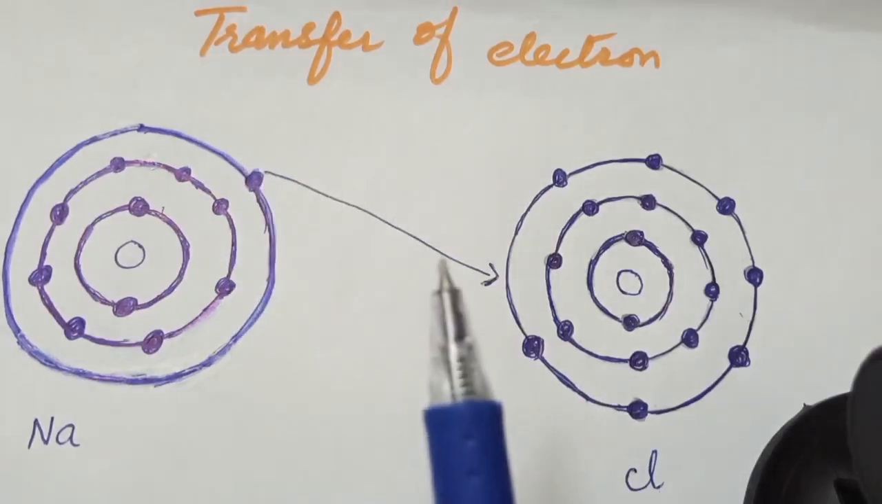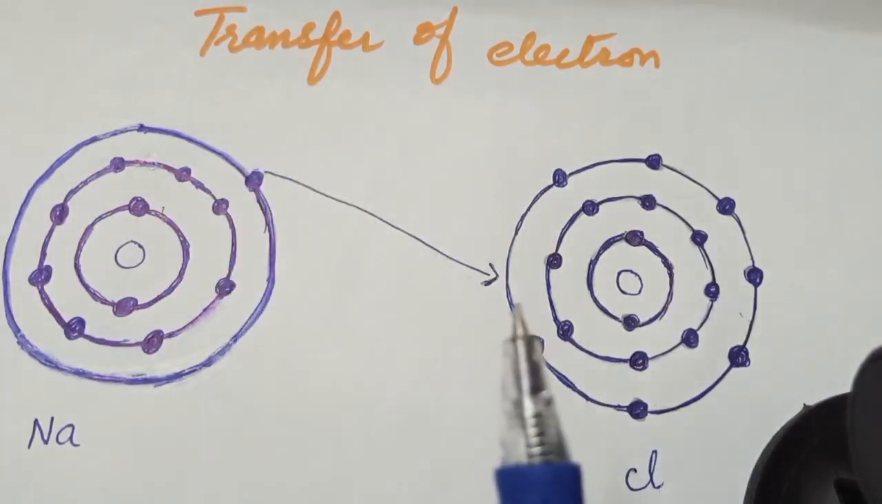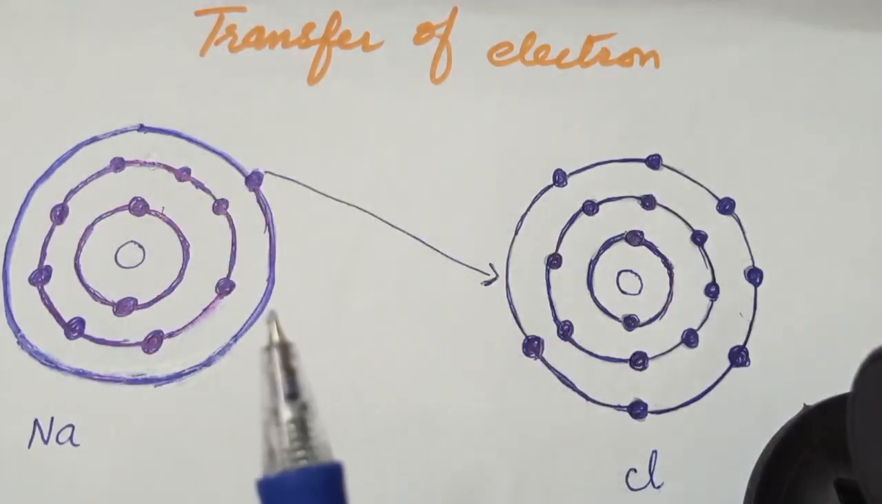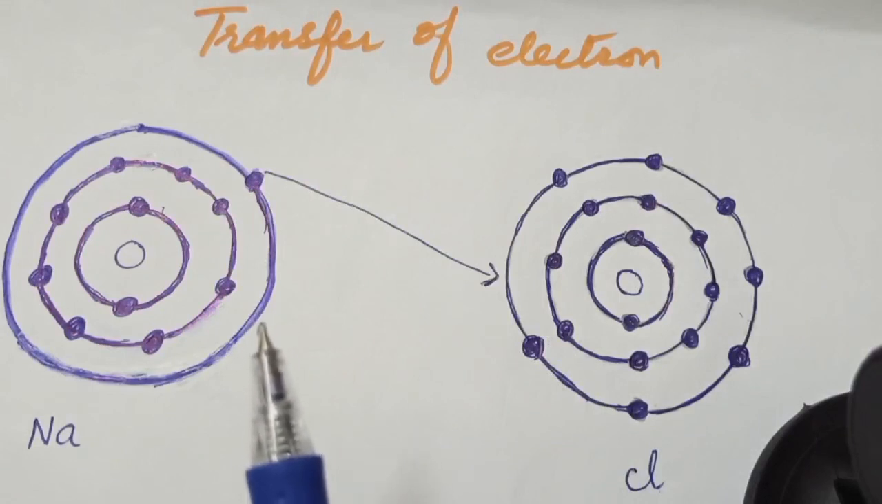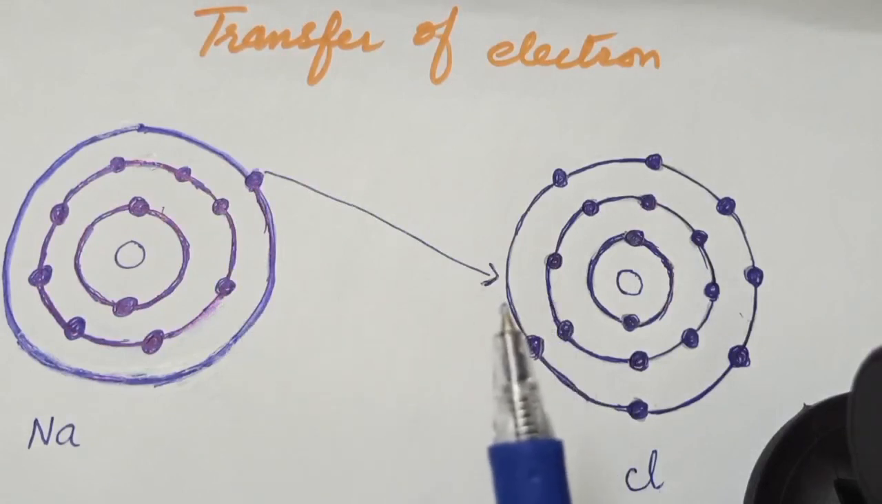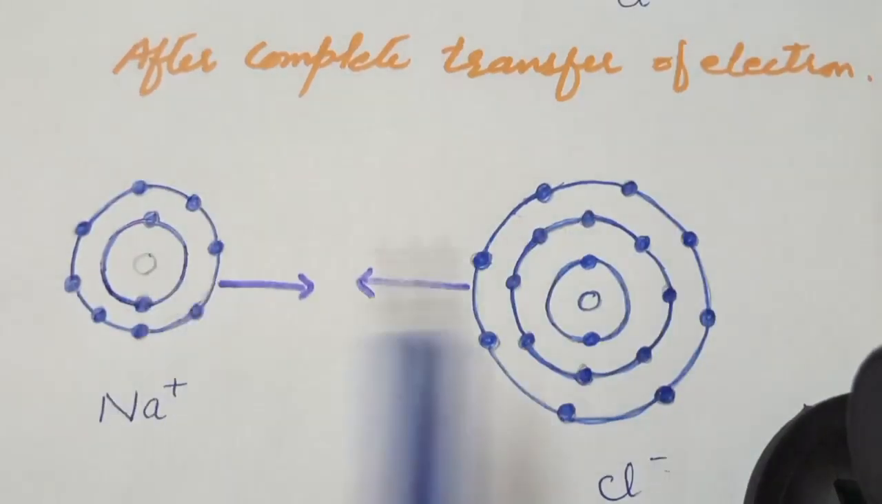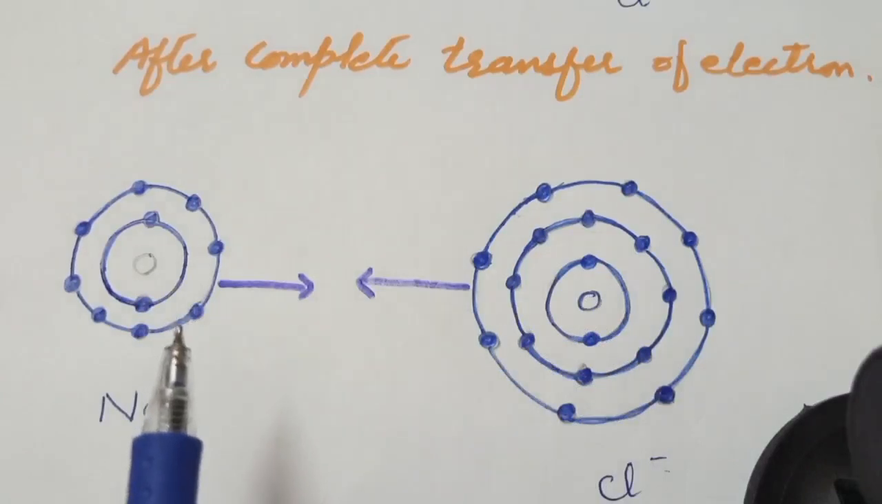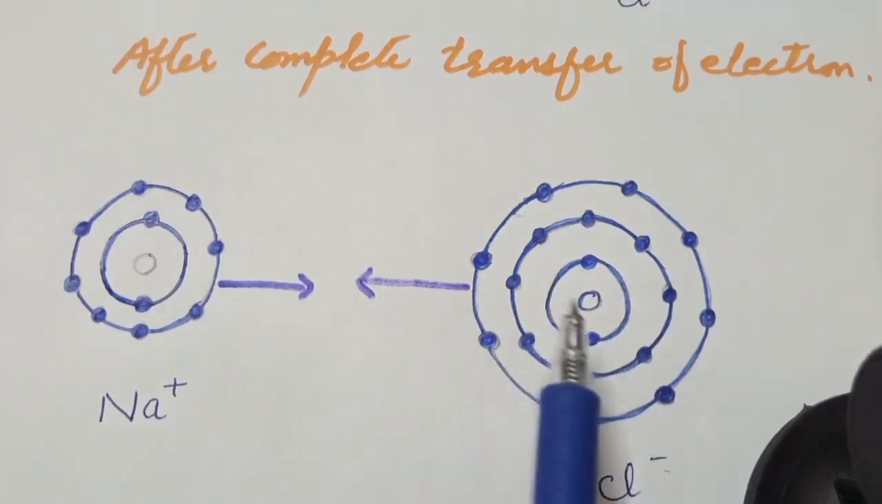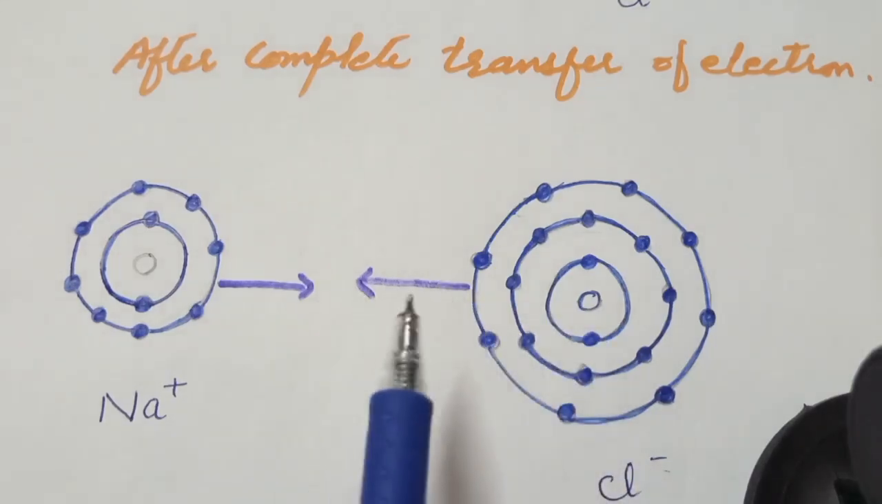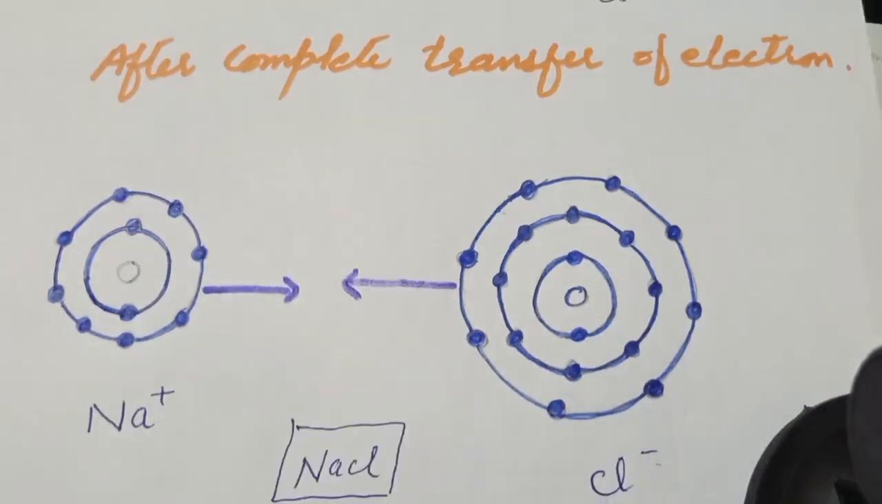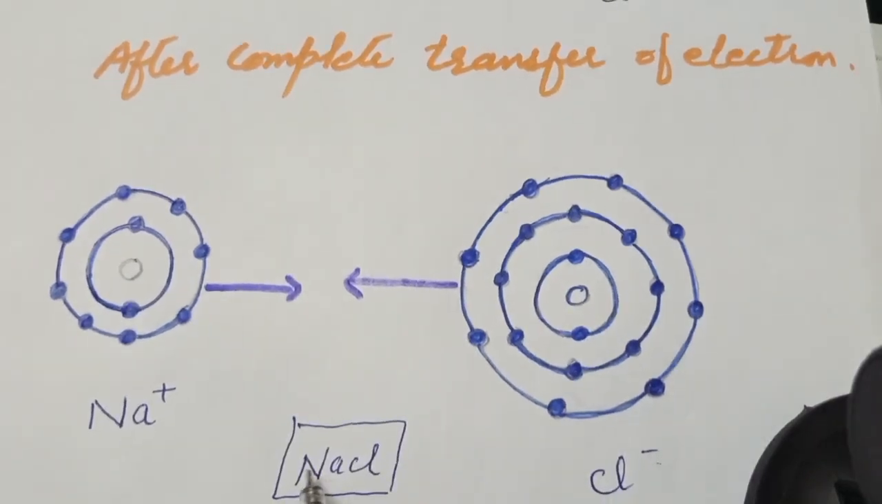When one electron is transferred from the sodium to the chlorine atom, then this valence shell will vanish, and this shell will be completed after having 8 electrons. After complete transfer of electron, the situation will be like this. The sodium atom is Na+ and the chlorine atom is like this chloride ion, and both of them have attraction for each other having opposite charges. Thus a formula unit of NaCl will be formed.